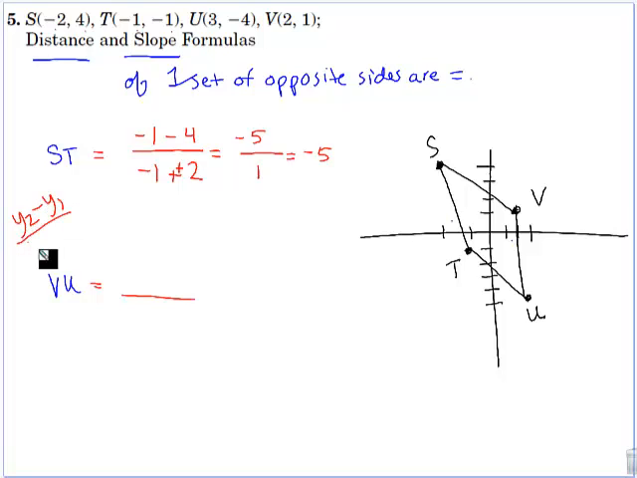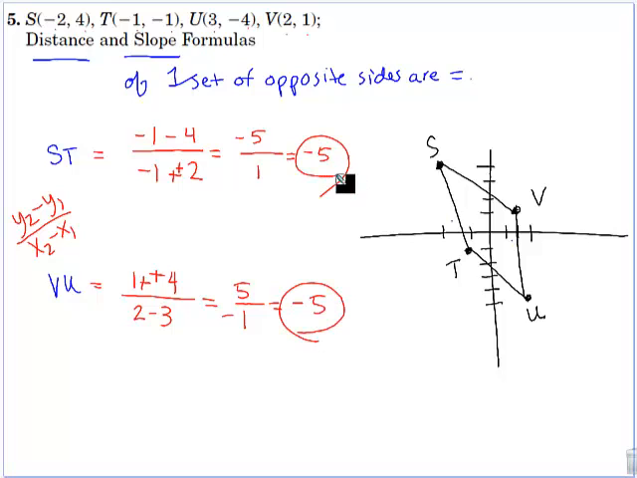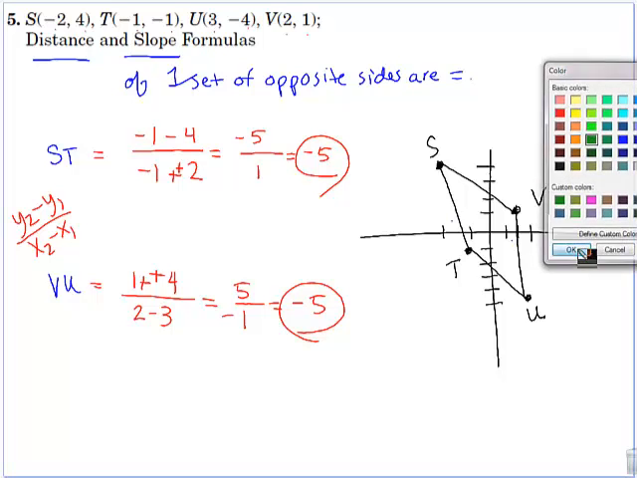In your slope formula, I'll write it over here. y2 minus y1. So V to U, 1 minus negative 4 over x2 minus x1, 2 minus 3. 1 minus negative 4, so we add the opposite, becomes 5 over 2 minus 3 is negative 1, so that's negative 5. So far, so good. We've shown that their slopes are indeed equal to each other.